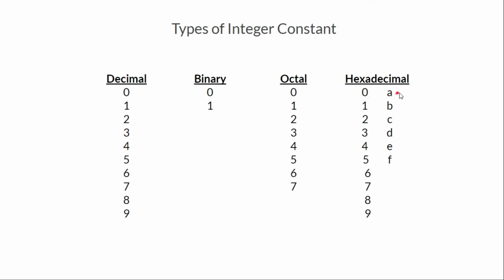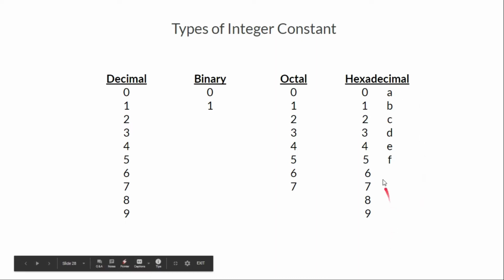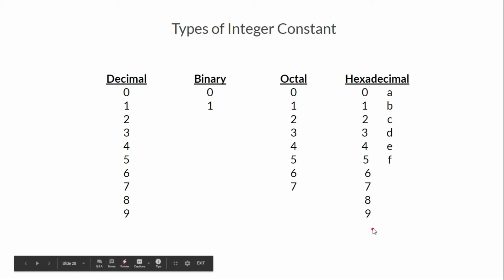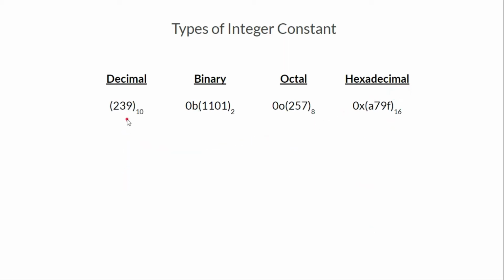In hexadecimal, we use digits from 0 to 9, these are 10 digits, and alphabets from A to F. These alphabets are 6 and the integer digits are 10. The total digits we use in hexadecimal is 16. Hence, the base of hexadecimal is 16. So let's see an example of each.